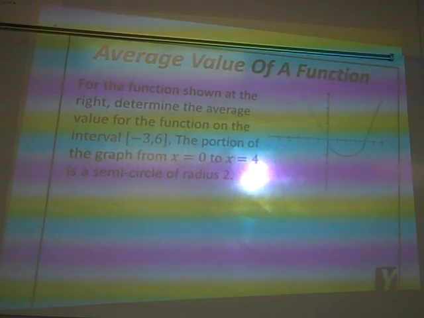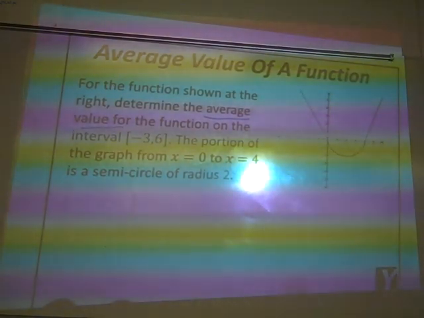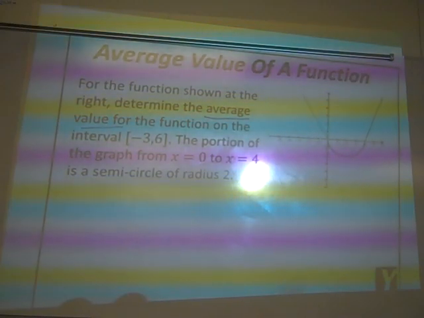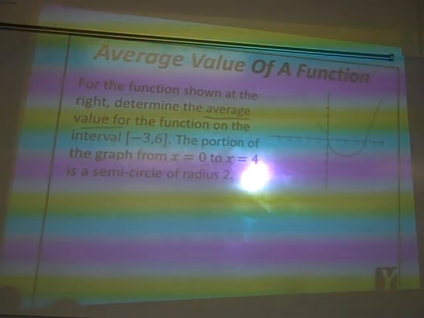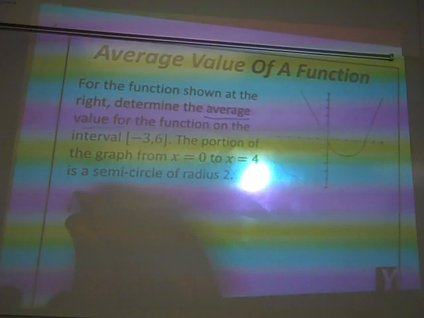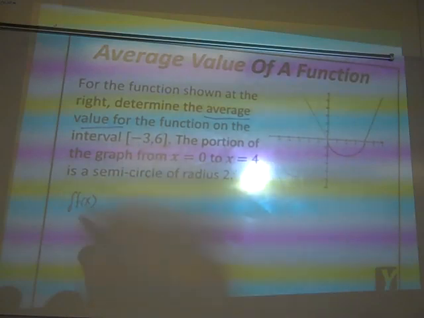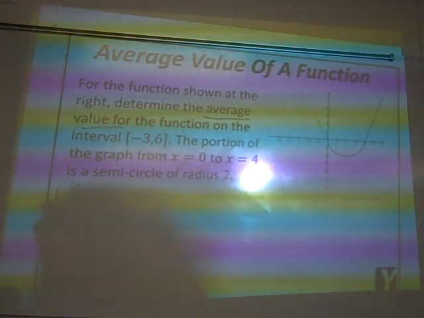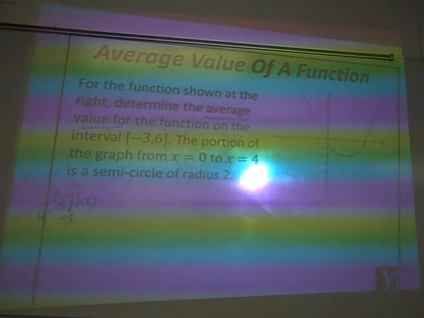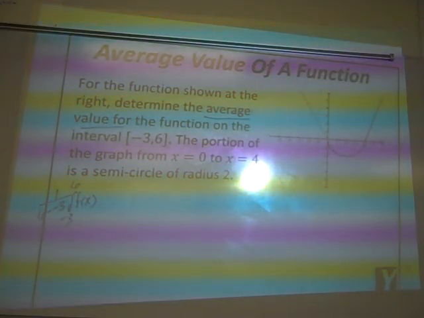We've got a function shown at the right. We want to determine the average value, so that's already my first clue, for the function on the interval -3 to 6. The portion of the graph from x equals 0 to x equals 4 is a semicircle of radius 2. What I train my students to do is, as soon as you know it's an average value, we're going to be integrating some function. Now from where to where? I want the average value on the interval -3 to 6, and I'm going to multiply by 1 over 6 minus -3. Sometimes, depending on the exam question, just writing that expression down can earn you some points.